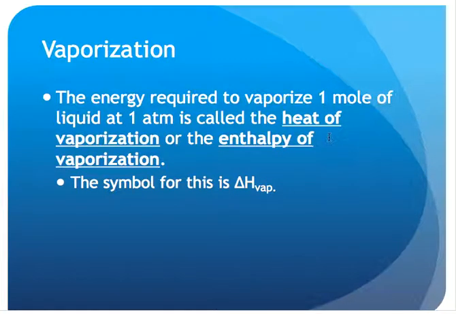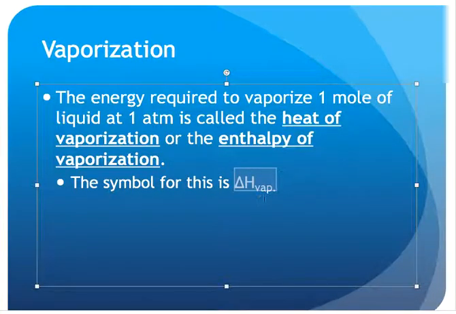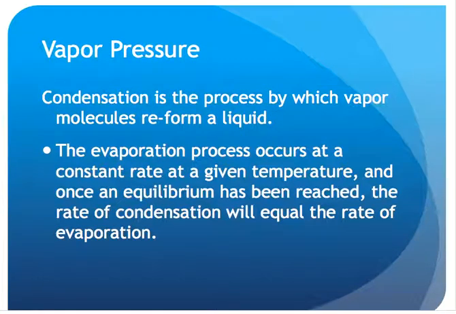So the energy that it takes to do this can be called the heat of vaporization or the enthalpy of vaporization. And it's always going to be represented with this change in H with a lower subscript of VAP. And each substance has its own heat of vaporization, the amount of energy that it takes to go ahead and do that to a liquid.